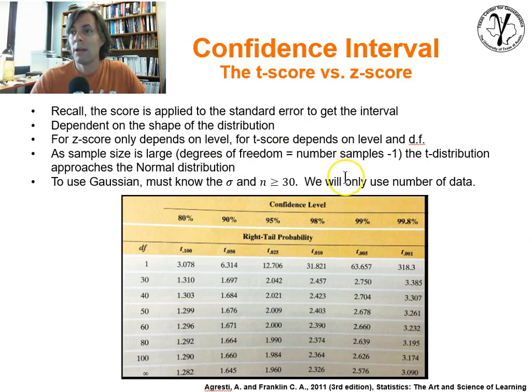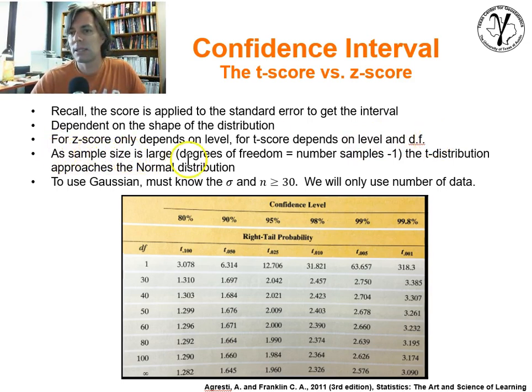when you have more samples available. Confidence intervals, let's just make a couple comments comparing the t-score and the z-score. When do you use a student t-distribution versus the Gaussian distribution with the z-score? Recall the score is applied to the standard error to get the interval. It's accounting for the shape of the distribution. The z-score only depends on the level. There's no degrees of freedom for a Gaussian distribution. The t-score depends on the level and the degrees of freedom, df for short.